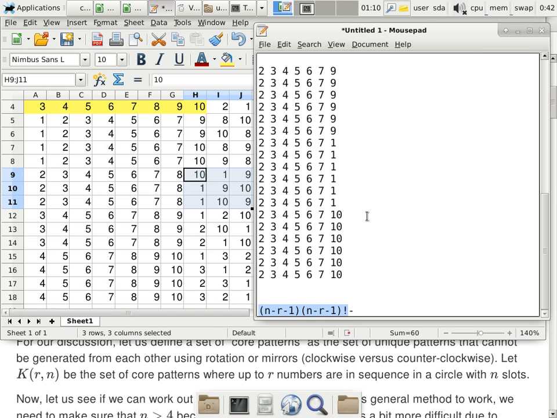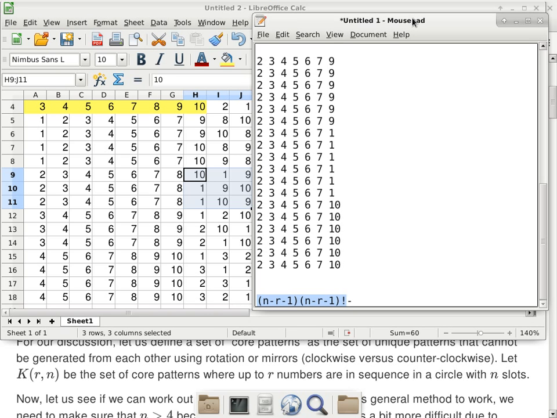This number, can everybody see it, including people in the back? Can you see this portion or not? Yes? No? Yes. It's good?